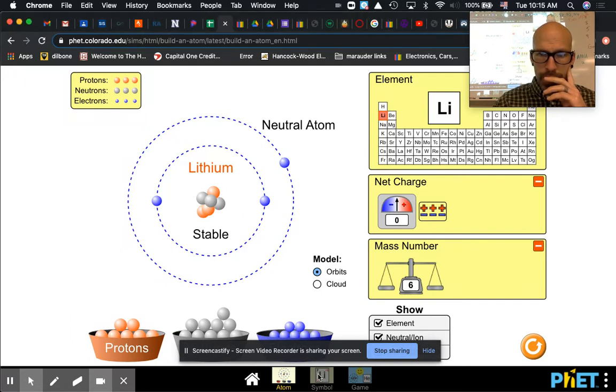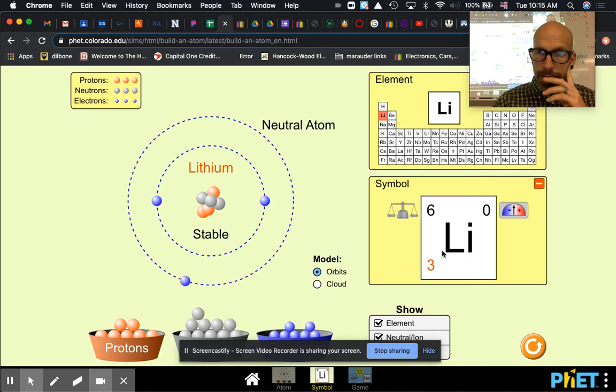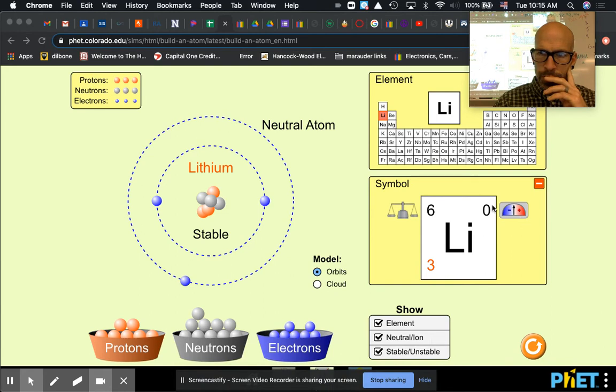If you click on that, look at this. We now have a little symbol tool, a box that has some information in it. Notice we have this number up in the corner here, which is our charge number. Then we have this number up here, which, if you notice this scale here, must be telling us the mass. And down here in the bottom left, where you see a red number, those are the protons.